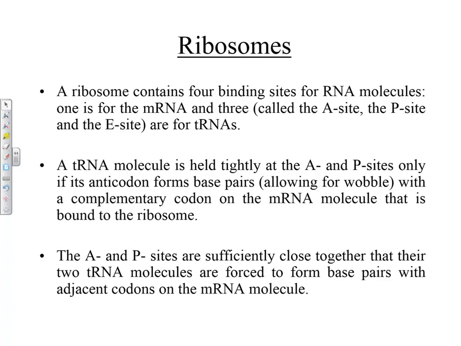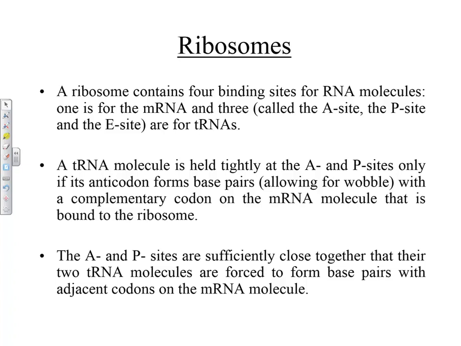Now a ribosome contains 4 binding sites for RNA molecules. One is for the messenger RNA in the small ribosomal unit, and there are 3 other sites called the A site, the P site, and the E site. Maybe the A is the active site and E might be the exit site. That might be the reason for these letters. These are for transfer RNAs. Now, a tRNA molecule is held tightly at the A and P sites only if its anticodon forms base pairs, allowing for wobble, with a complementary codon on the messenger RNA molecule that is bound to the ribosome. There can be a mismatch in the 3rd location. That's the wobble.